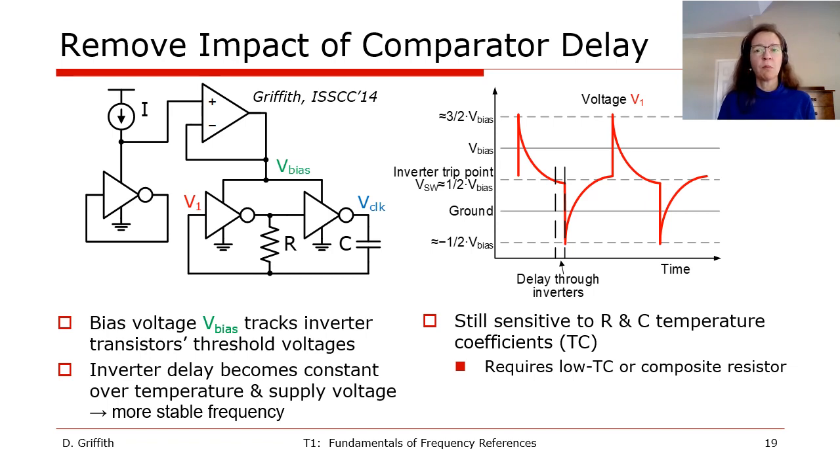To remove the impact of any delay variation through the inverters on the frequency stability, they're biased with a voltage V bias that tracks the inverter parameters such that the inverter delay remains constant as temperature and supply voltage change. However, the oscillator is still sensitive to resistor and capacitor temperature coefficients, which means it needs to be designed with passives that have low TCs. And we'll talk more about this in a few slides.